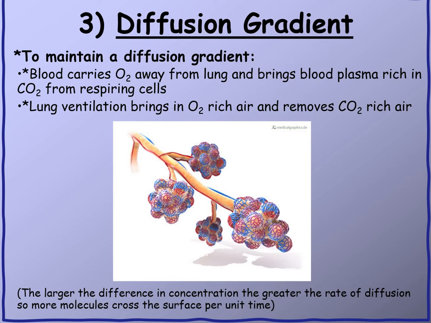There is also a constant diffusion gradient. To maintain a diffusion gradient, blood carries oxygen away from the lungs and brings blood plasma rich in carbon dioxide from respiring cells. And lung ventilation brings in oxygen-rich air and removes carbon dioxide-rich air. Remember, the larger the difference in concentration, the greater the rate of diffusion, so more molecules cross the surface per unit time.